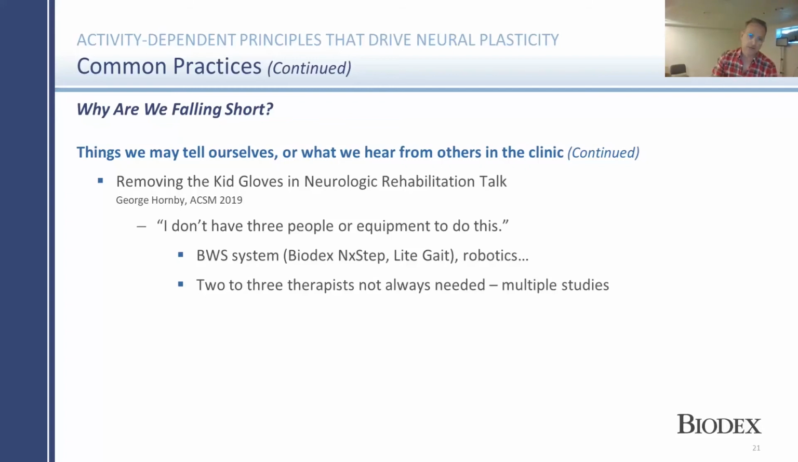And so the lower-end things are very, very successful. I know that clinicians out there are very happy with the Next Step and the Light Gate, but they also have higher-end stuff too, the Lokomat as well as other robotics. And then interestingly enough here, 2 to 3 therapists are not always needed in multiple studies. Again, I'll pepper it with my own experience.